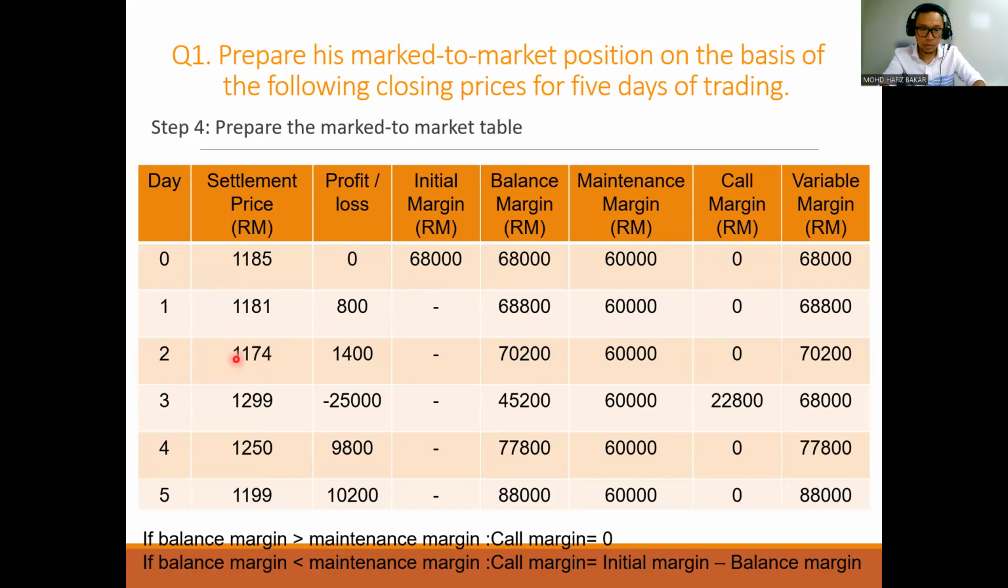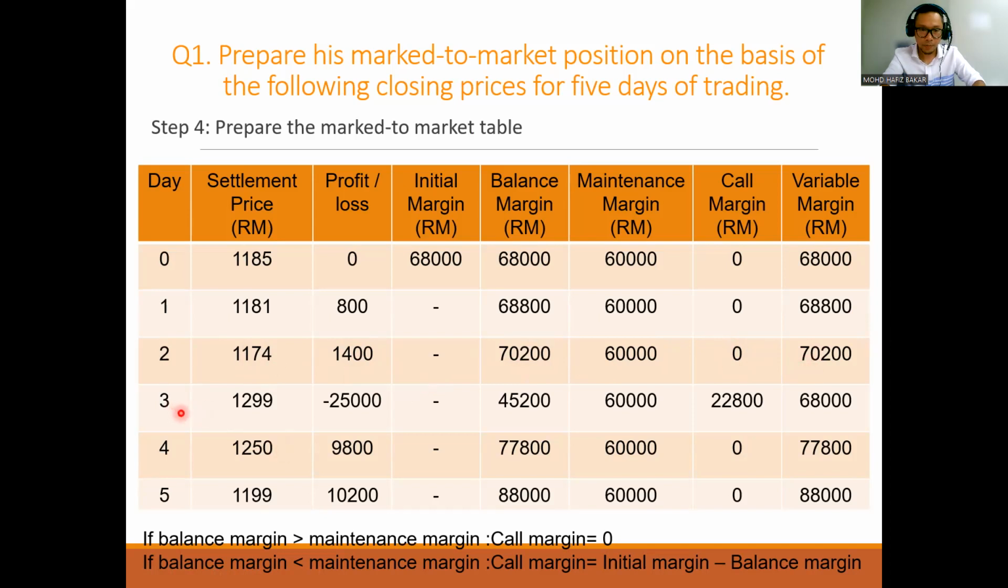Daily price for day number 2 is 1174. The profit or loss for that particular day is 1,400. Okay, and then plus 68,800, so jadi 70,200. Since this is higher than the maintenance margin, no call margin.